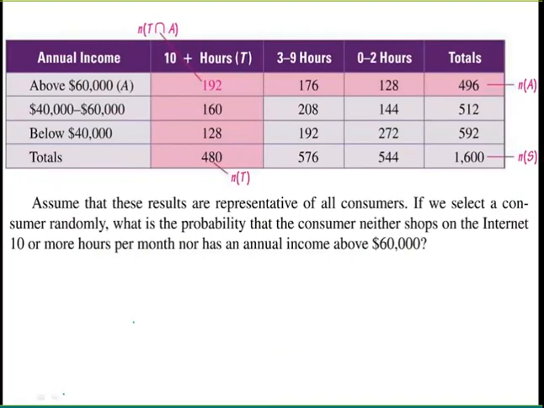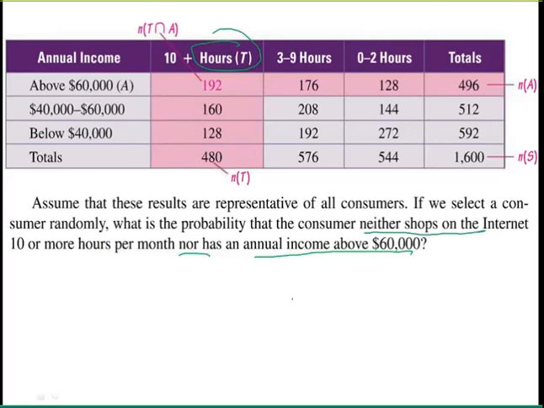Here we've got a representative of all consumers who watch TV. We were looking for a consumer randomly. What's the probability that the consumer shops on the internet, and oh sorry, I said TV, the income above $60,000. So I missed the list of what our chart is that we're looking at, sorry. So annual income and then the hours that they, I was saying TV, but it's shopping on the internet, 10 or more hours. So what's the probability that the consumer neither shops on the internet nor has an annual income above $60,000?